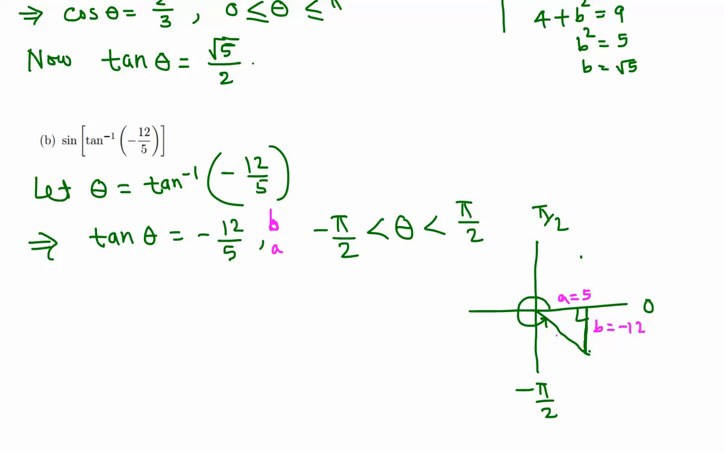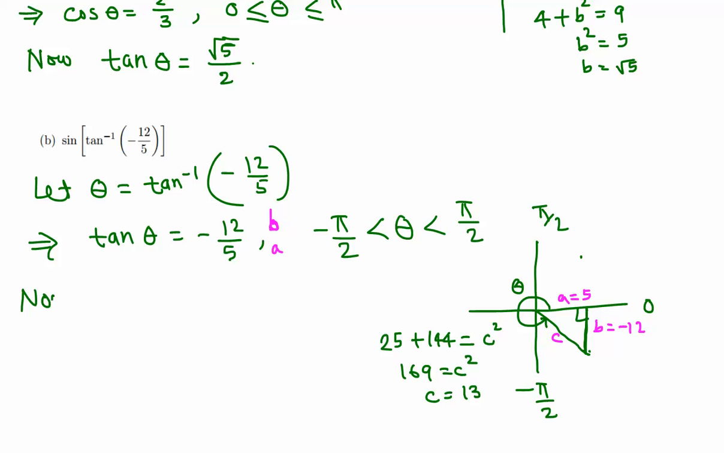Now we need to find the hypotenuse, c or r, doesn't matter. We know that a squared plus b squared equals c squared. So a squared is 5 squared, 25, plus negative 12 squared, negative times negative is positive, 12 times 12 is 144, equals c squared. Add to get 169, and take the square root: c equals 13. This distance is always positive, so c is 13. Now we have all three sides and this angle is theta.